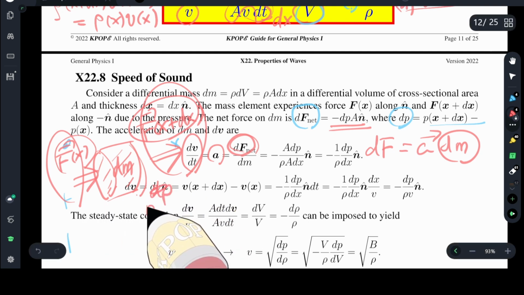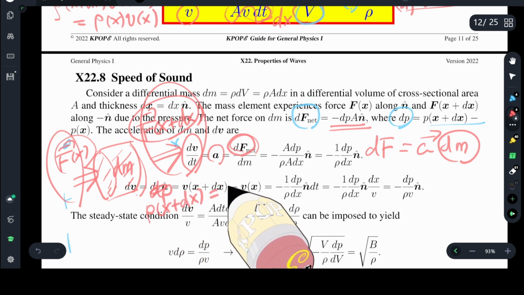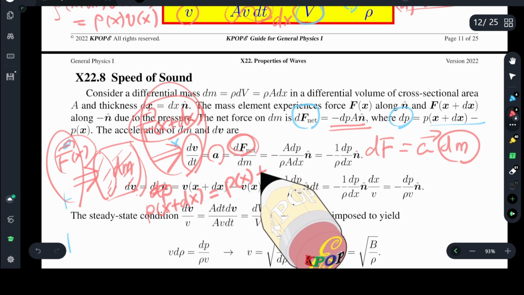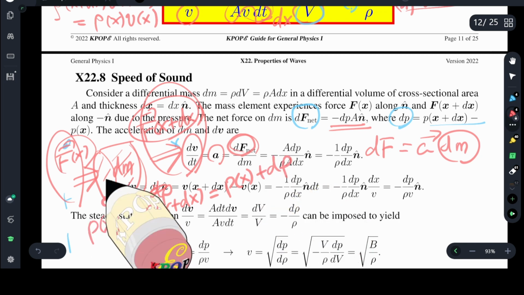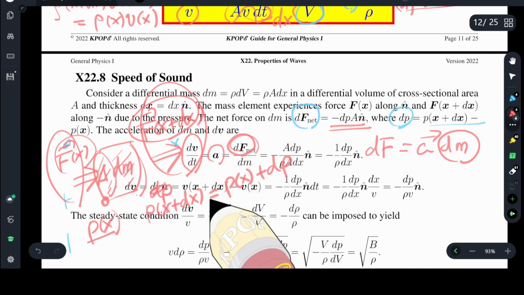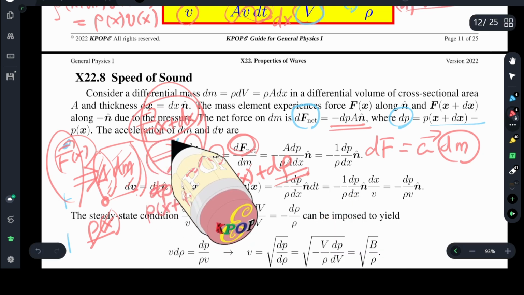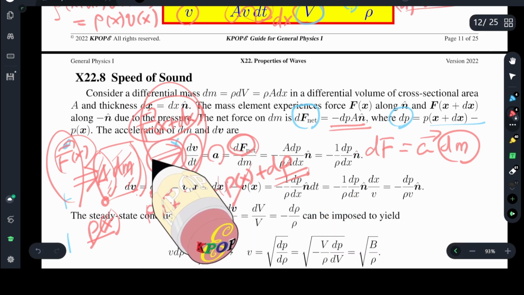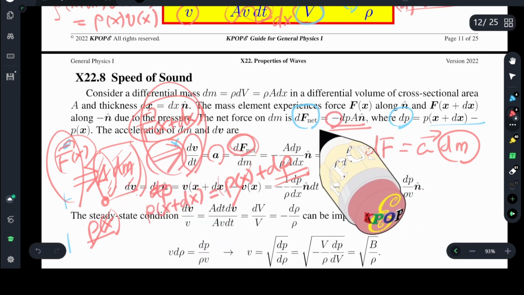This one is p at x plus dx, that is p of x plus dp. And this side pressure is p of x. Multiplied by area, these two cancel, only this survives. But on this side, the force should be in the opposite direction. We have the negative sign on it.